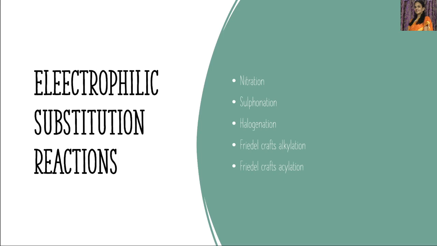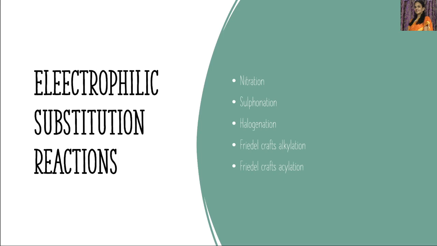These are the substitution reactions which are initiated by electrophiles. The substitution reactions which are initiated by electrophiles are called electrophilic substitution reactions. And we are going to study the electrophilic substitution reactions shown by benzene. We have already discussed that benzene is an aromatic compound, an unsaturated compound, but it does not undergo addition reactions readily, whereas it undergoes electrophilic substitution reactions readily due to its stability or aromaticity.